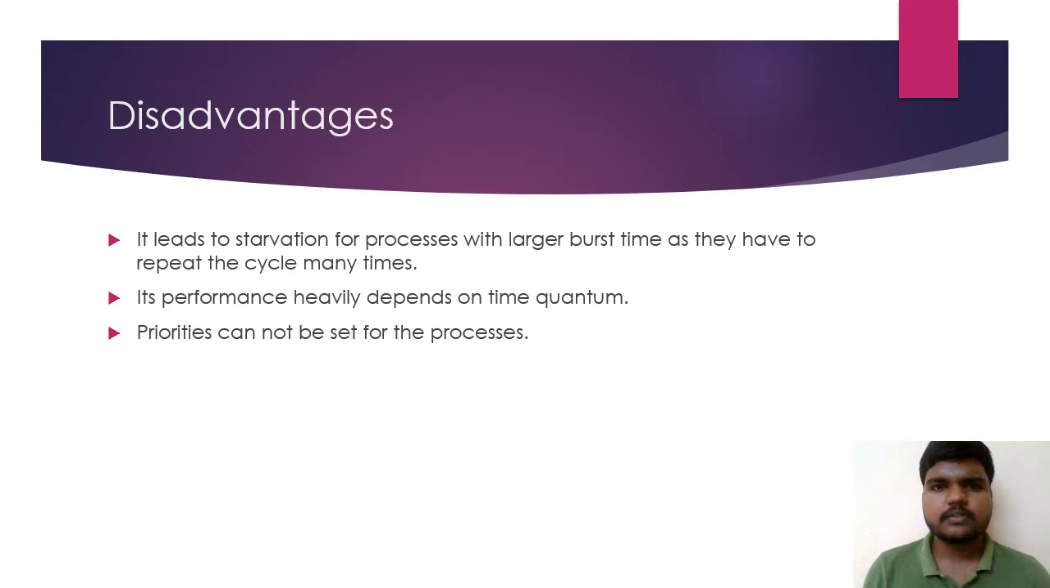There are some disadvantages of round robin, because it also leads to starvation of processes with larger burst time, as they have to wait through many repeated cycles. Whenever a process has a larger burst time, it has to be executed more times. With more context switches, it has to wait for some time because of the remaining processes. So the performance depends heavily on the time quantum, because the smaller the time quantum, the faster the cycles, and a larger time quantum can lead to starvation of the other processes. So it is a good argument to discuss more about the disadvantages of round robin.